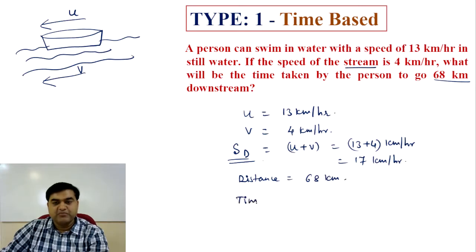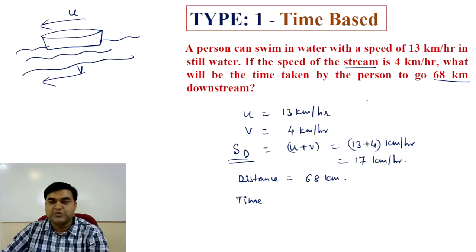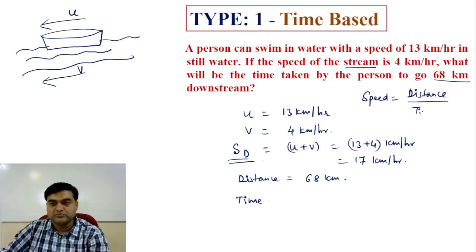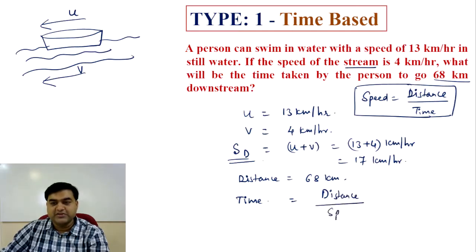Time, the basic concept we know, the speed-distance formula. If you have seen my video on time, speed and distance, what is speed? Speed is nothing but distance by time, right? This is the concept. Using this formula, can we tell that time is equal to distance by speed? Distance divided by speed.